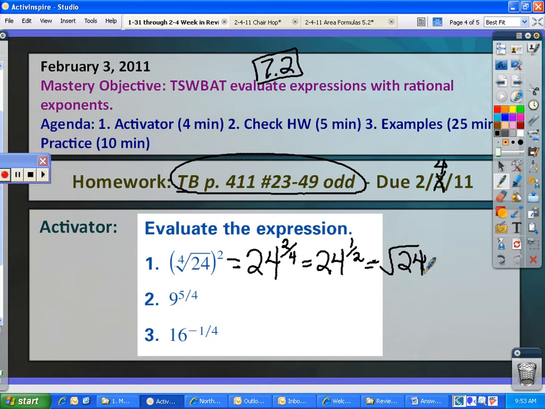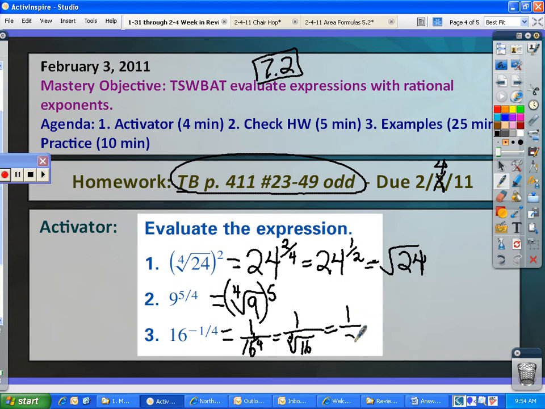For number 2, they should have known to first take the 4th root of 9, which is indicated by the bottom number in the fraction, and then after they took the 4th root, putting it to the 5th power. Okay, so again, getting a decimal approximation. And then for number 3, 16 to the negative 1/4 is actually 1 over 16 to the 1/4 power, which is 1 over the 4th root of 16, and the 4th root of 16 is 2, so they simplify that to 1/2.